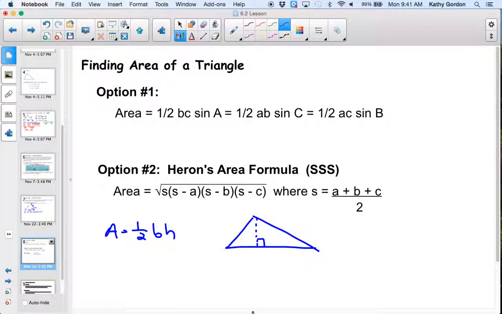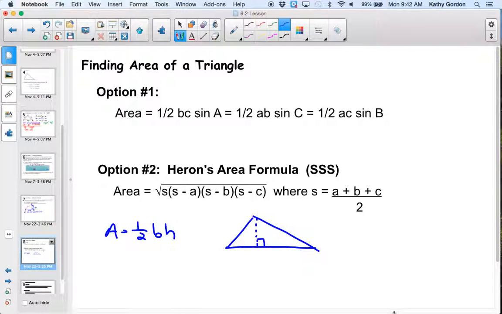Okay? The first one doesn't have any particular name to it. And it works in any case where you have at least one angle. One angle, two sides. Okay, so sometimes you might have to use some law of sines or law of cosines to get that information. But if you have one angle and the two sides that make that angle, this will work. So if I have angle A, then I need sides B and C. And I take 1/2 times B times C times the sine of A. If it's angle C that I have, then I need sides A and B. If it's angle B that I have, then I need sides A and C.